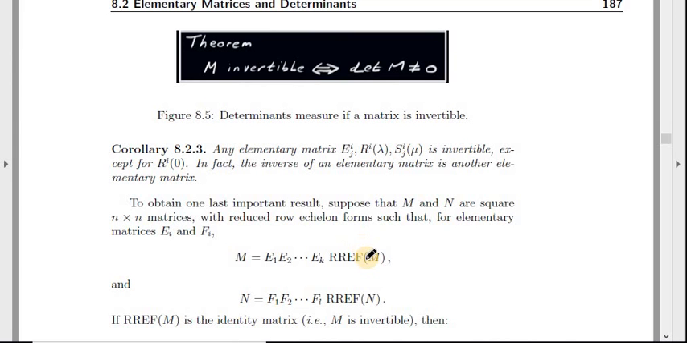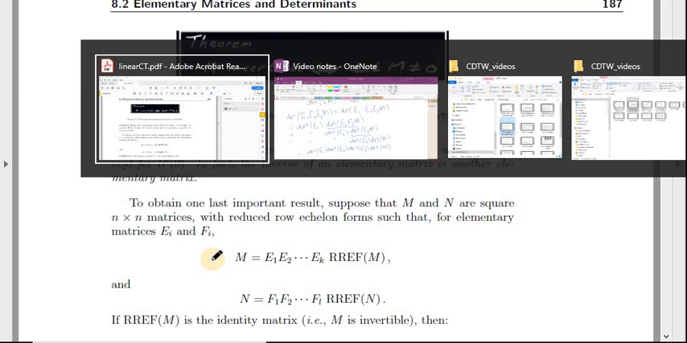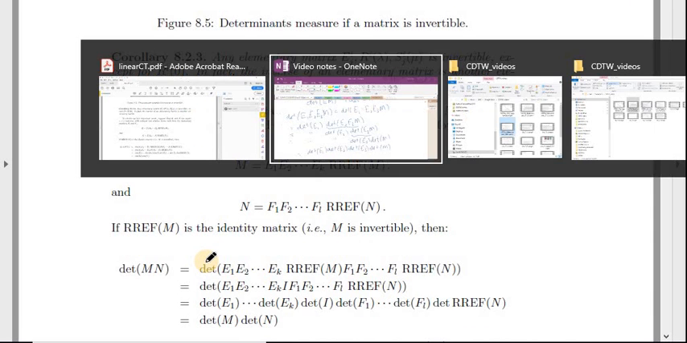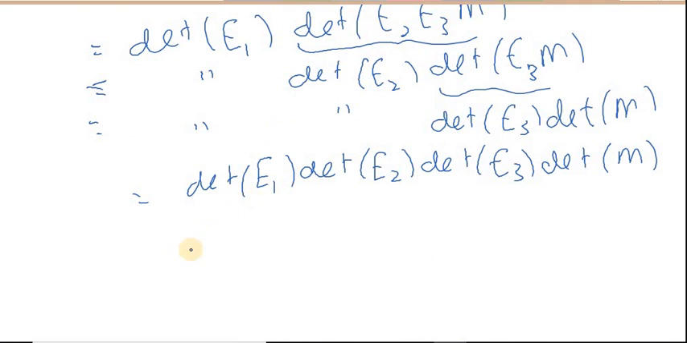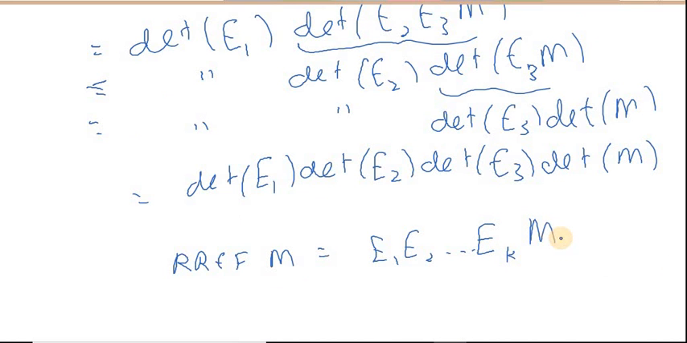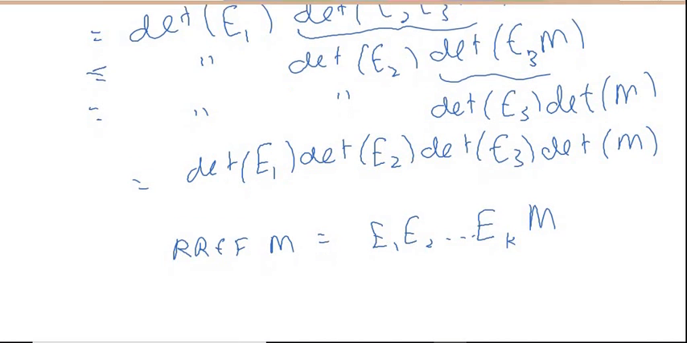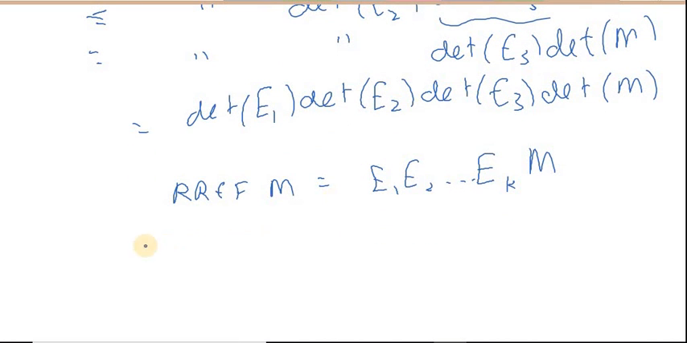Now, there's a little sleight of hand here. Originally we had that REF of M is equal to E1, E2, up to E, I don't know how many, let's just say EK times M. Now we know each one of these E's is invertible.